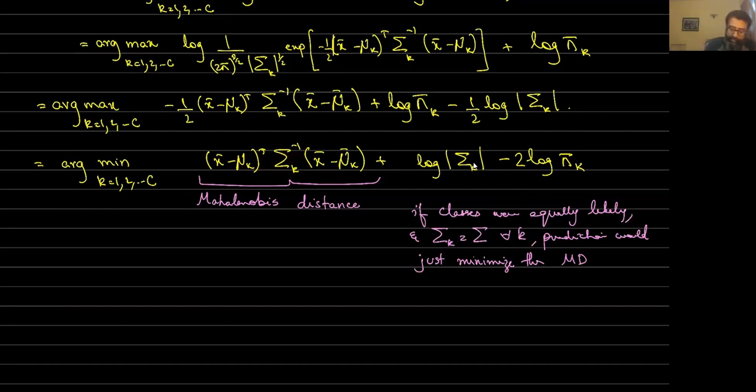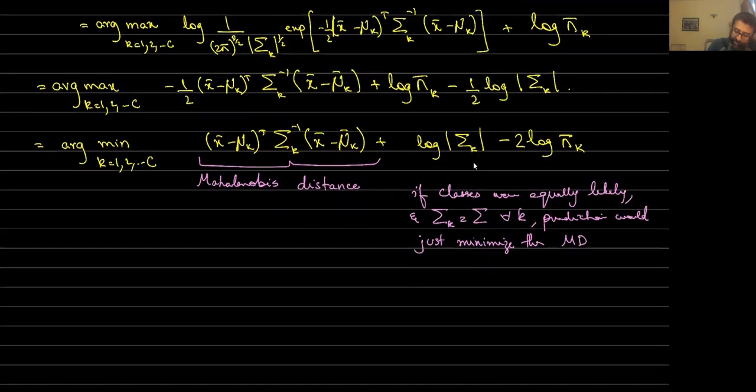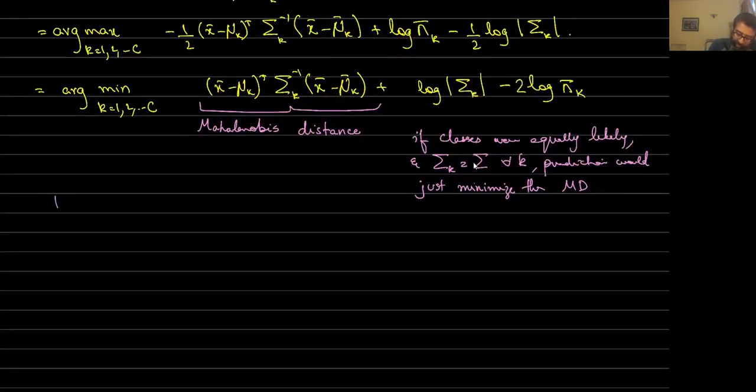What if I gave you another example, which is a very specific example? This is just to build intuition. So what if sigma was just a diagonal matrix.